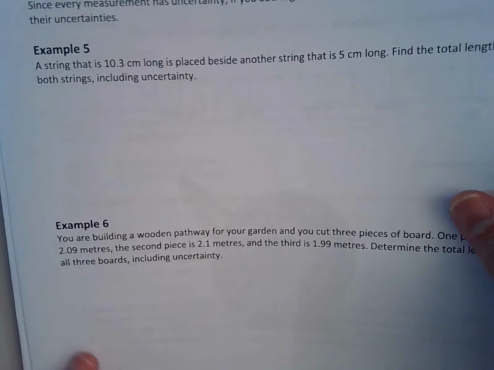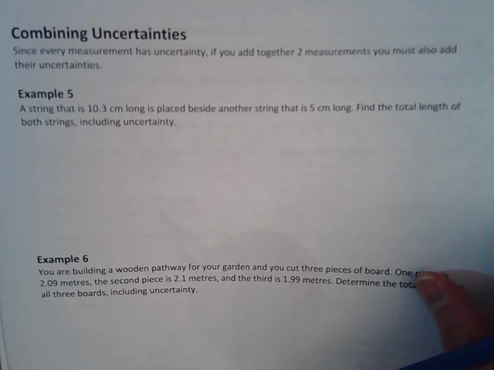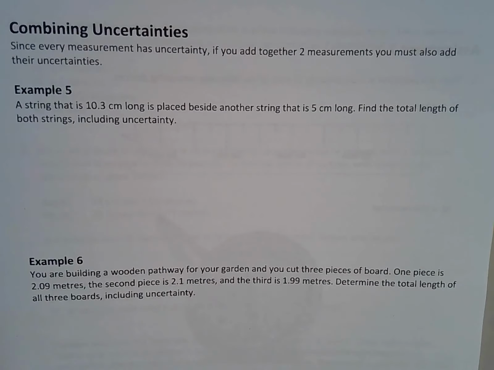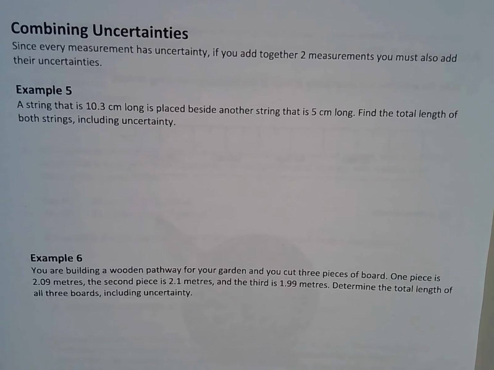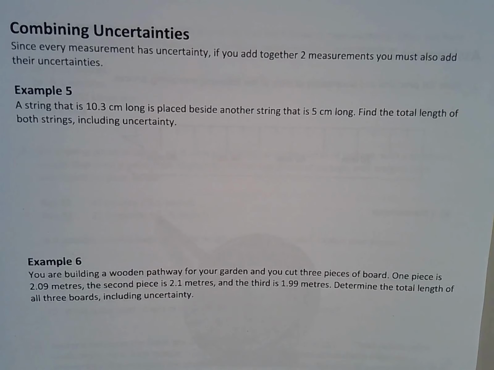Now let's combine uncertainty. Since every measurement has uncertainty, if you add together two measurements, you must also add their uncertainties. So we have uncertainty for one measurement and another uncertainty for the next measurement. If you combine those two together, then you have more uncertainties, right? More uncertainties. So let's see here.